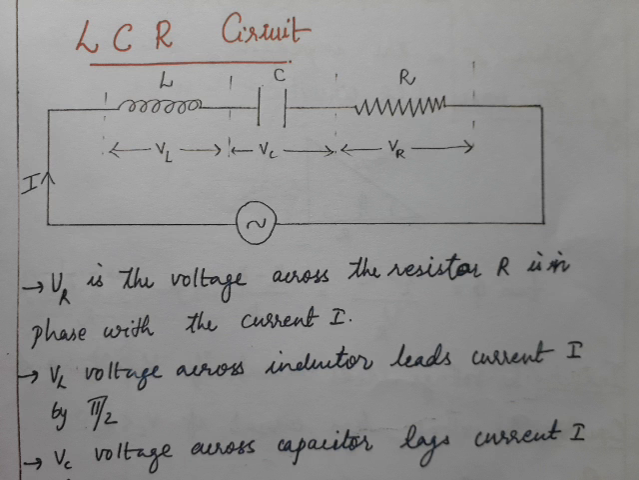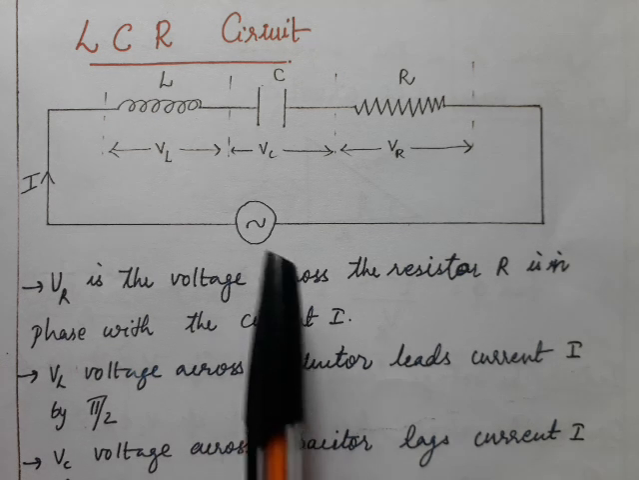So now we are going to discuss about LCR circuit. In the last class we have seen how LR circuit, CR circuit and LC circuit works. We have seen the phasor diagram. Now we have all the three: inductor, capacitor and resistor. All the three are connected together in series to an AC source.